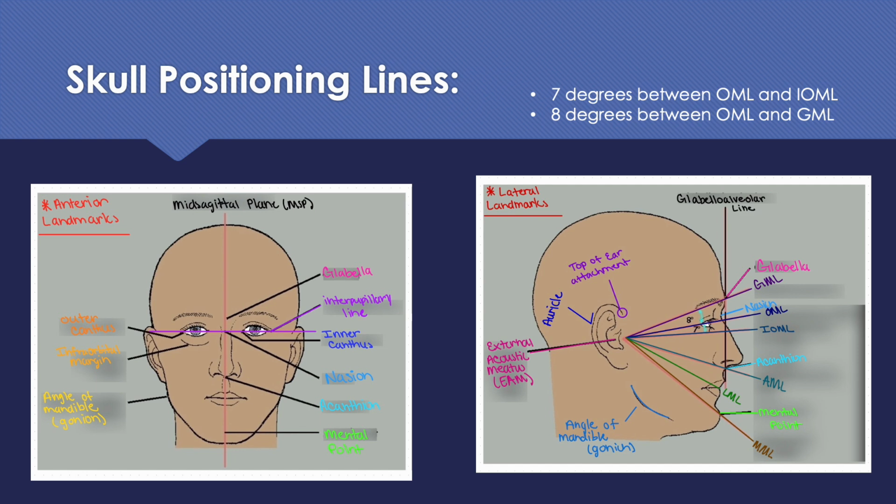We also have to distinguish between the 7 degrees between the OML and the IOML, and the 8 degrees between OML and GML. So here is the GML, which is 8 degrees from the OML. And then we have a 7-degree difference between the OML right here and the IOML.